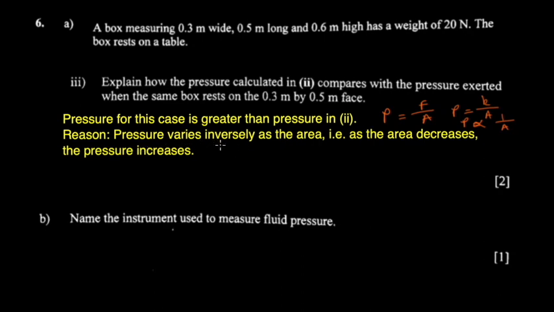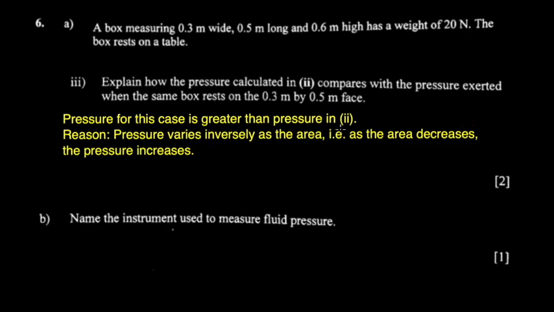So pressure varies inversely as the area. That's the reason. That is, as the area decreases, the pressure increases. The area here decreased by a factor of 2. It halved, and when it halved, the pressure obviously would increase, just because reducing the area, which is a denominator part here, would increase this factor here. So that's the reason.